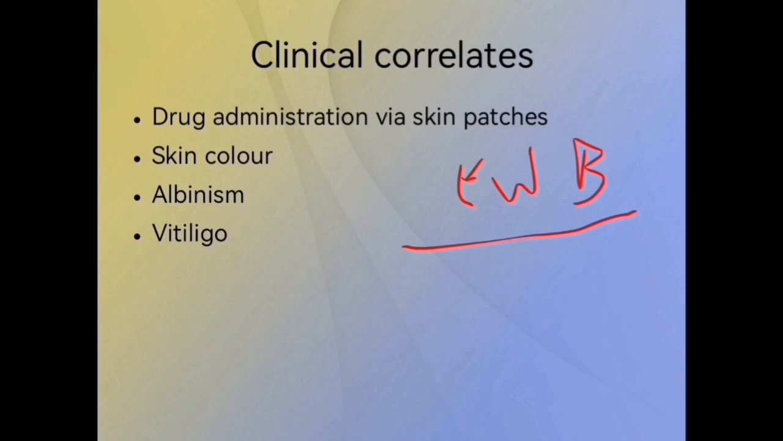For skin color, we have a few factors determining skin color, the first of which is melanin. The amount and type of melanin produced by melanocytes determines skin color. It's not the number of melanocytes, but the amount of melanin produced by the available melanocytes. Some people produce too much melanin, some people produce too little melanin. That's the difference.